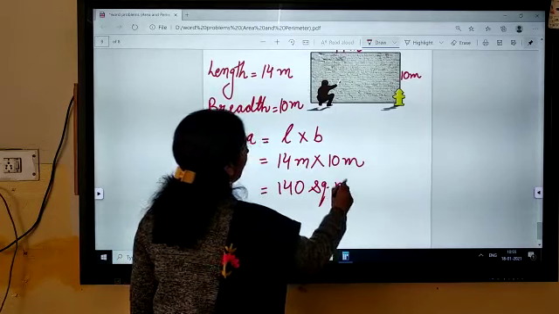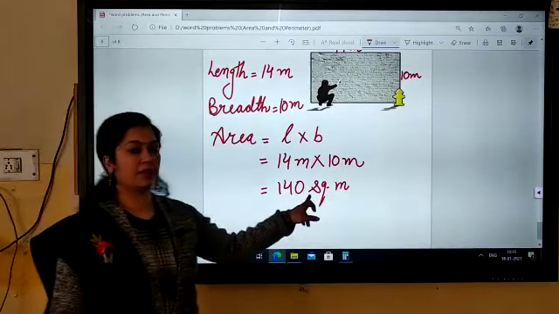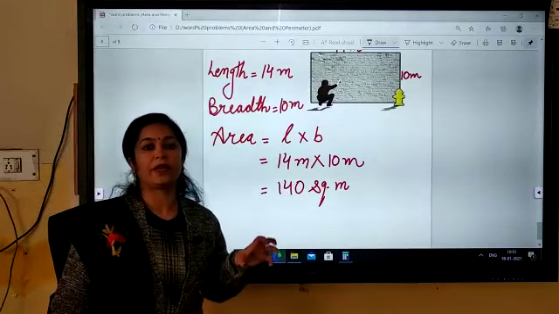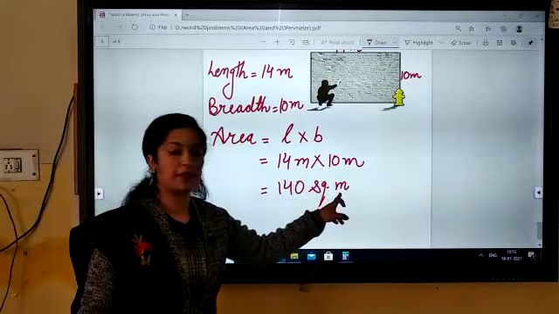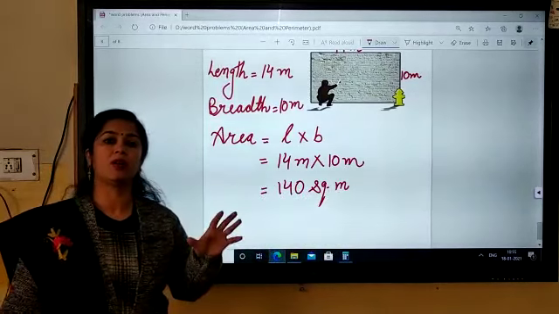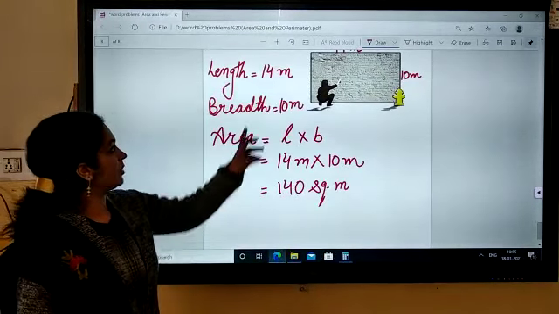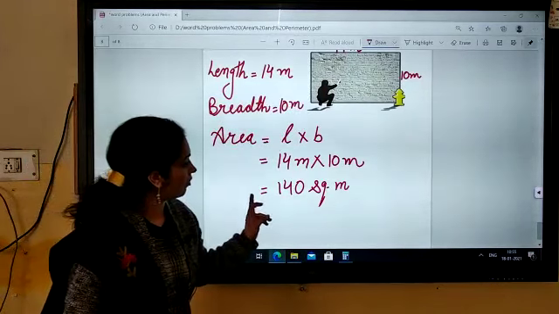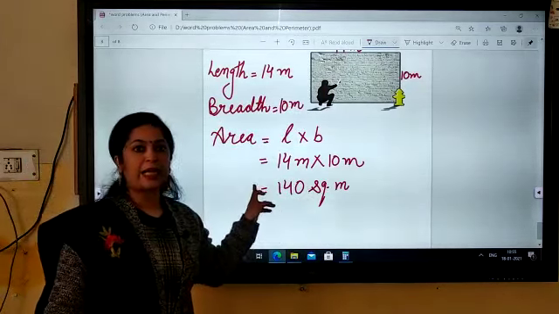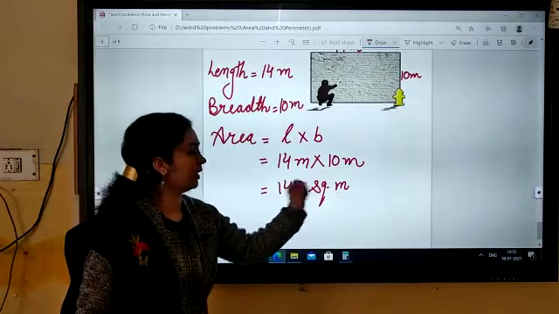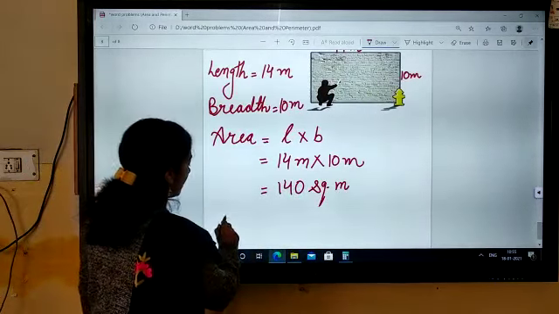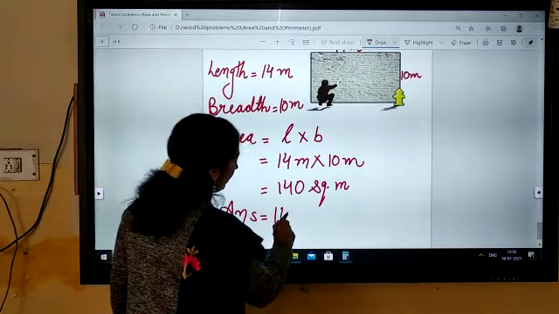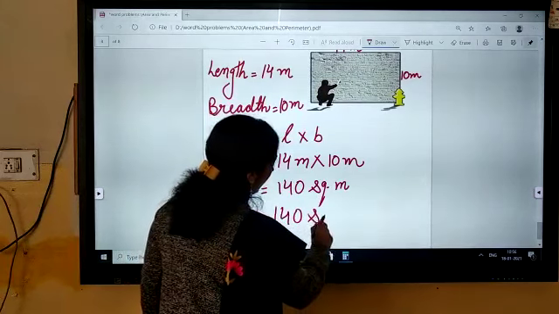We have already discussed the unit in area, that the unit of area is square meter or square centimeter or square kilometer, because length and breadth here are given in meters, so the unit of area in this problem will be square meters. So our answer will be 140 square meters.